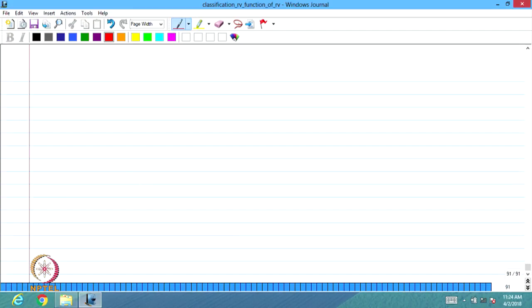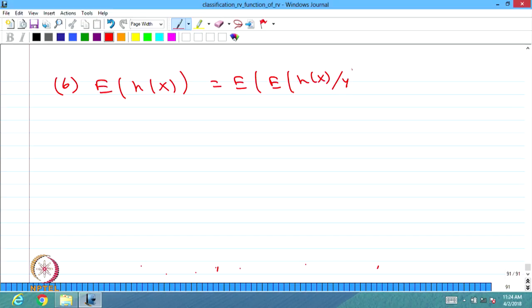The next property, property number 6: this can be extended for a function of a random variable. The expectation of h of X can also be computed in the same way, as the expectation of the conditional expectation of h of X given the random variable Y, as long as h is a Borel measurable function. Therefore, h of X is a random variable. So the expectation of h of X is the same as the expectation of the conditional expectation of h of X given Y. That means we are extending the previous result to a function of a random variable.